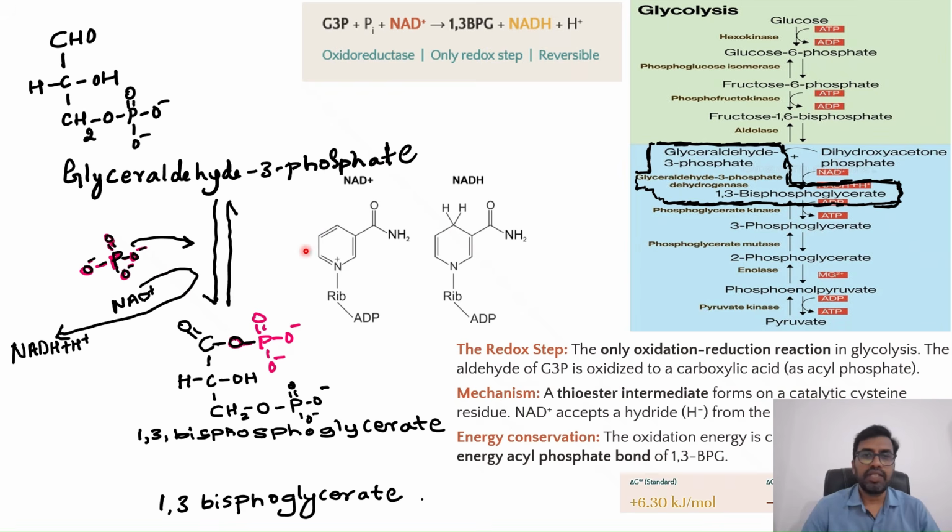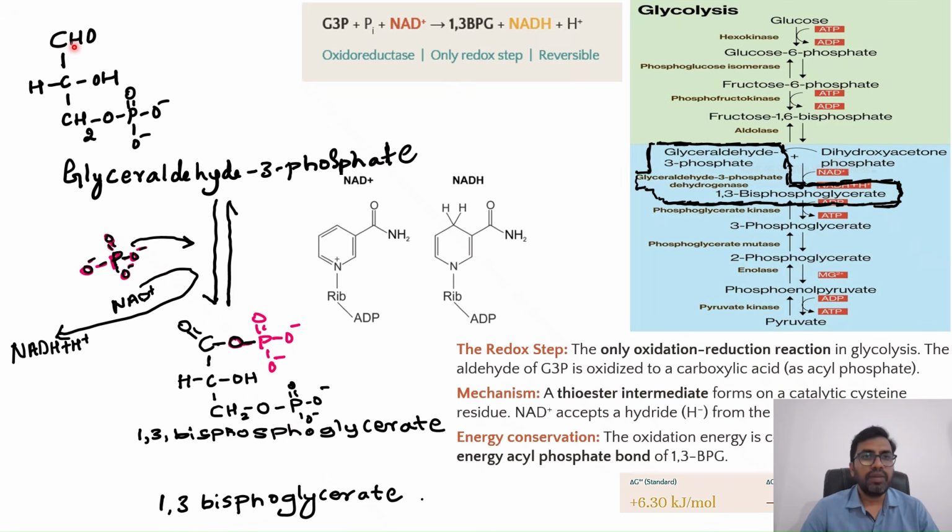This NAD is derived from vitamin B3 or niacin. You can see this niacin group over here. This is ribose and this is ADP. So this coenzyme takes up the protons and the electrons to become reduced into NADH plus H plus. Now, if you see here, this is a CHO group, that means an aldehyde group. This aldehyde will get oxidized to a carboxylic group over here.